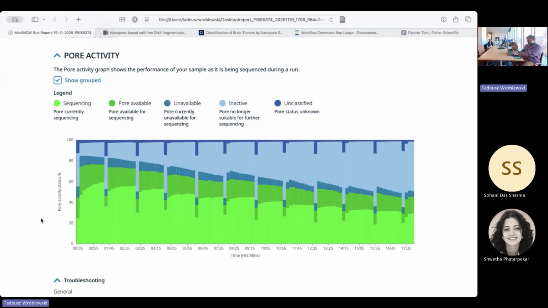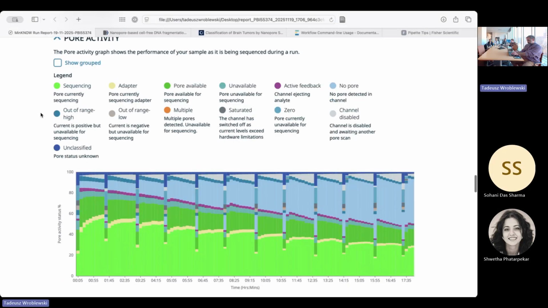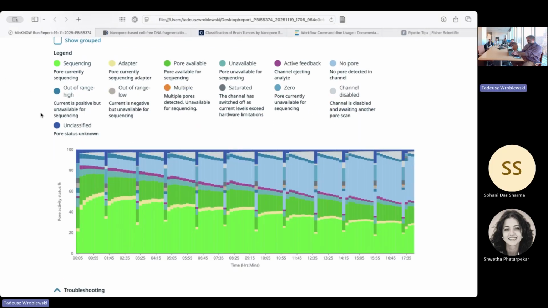Here, I'll uncheck the grouped option so that we can see the adapter distribution and many more parameters. As I was describing, the main thing is how many pores are available and how many pores are actively sequencing. You can see there is no drop, or it started to increase, because it's also close to 20 hours or so. This is what we should expect as well.